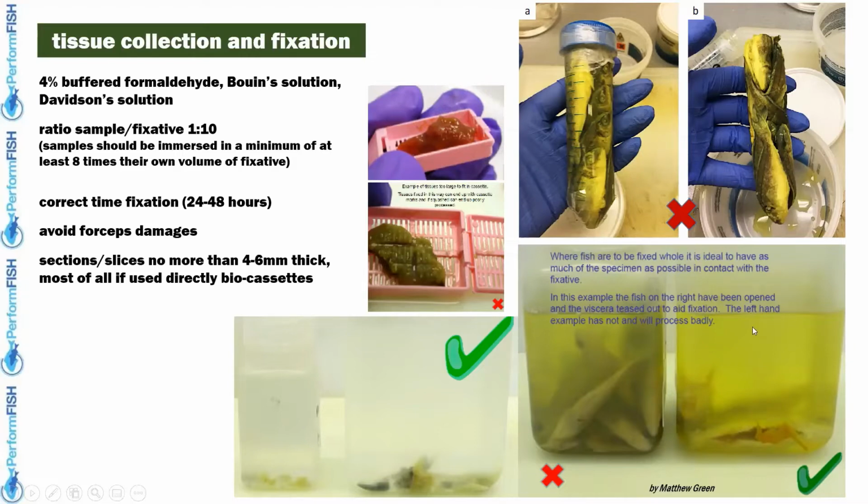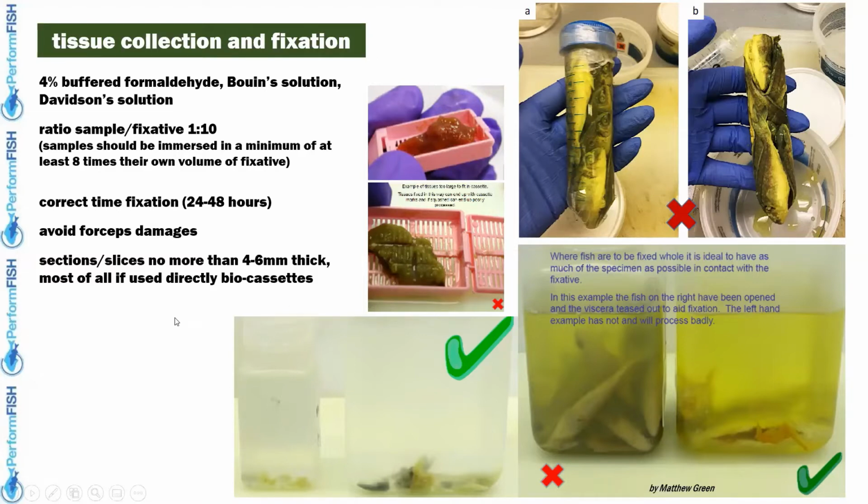It's better to put a few fish in a bottle, a jar, open the ventral line, and expose the organs inside to the penetration of the fixative solution, or if the organs are removed from the fish, to put them in a bottle, of course, and the quantity of fish that is better is like in this situation. The correct time of fixation depends on the size of the tissue sample, of course, but in general, 24 hours, 1 day or 2 days, are enough to obtain the correct fixation. It's necessary also to avoid force damage, so pay attention to how you touch or handle the tissue.